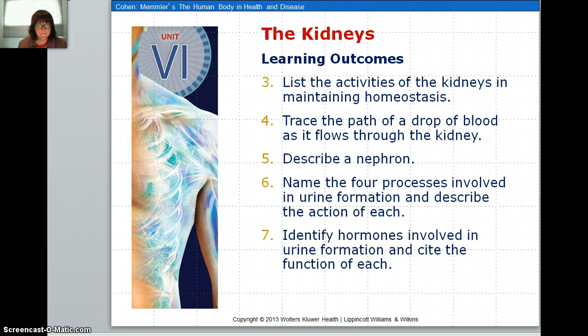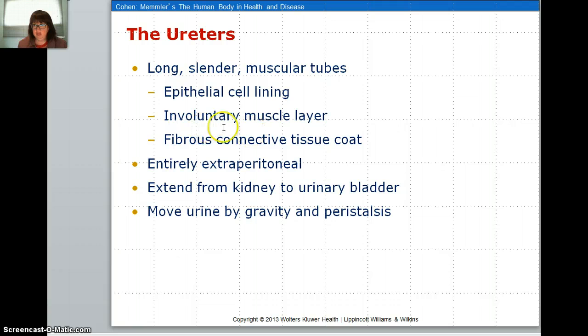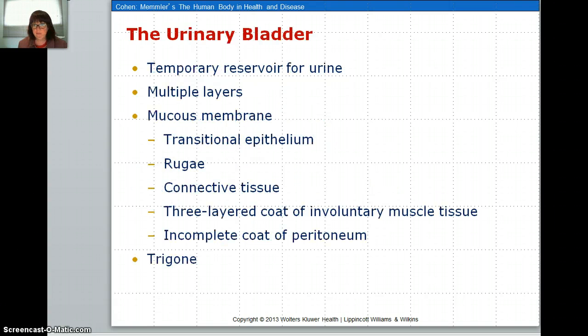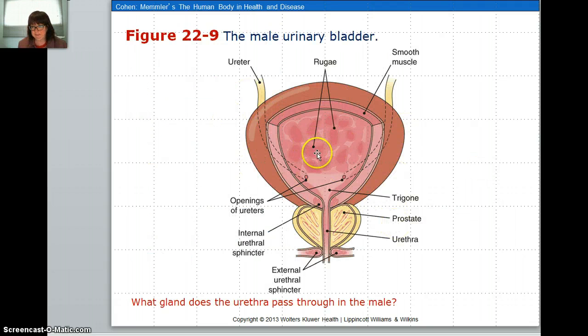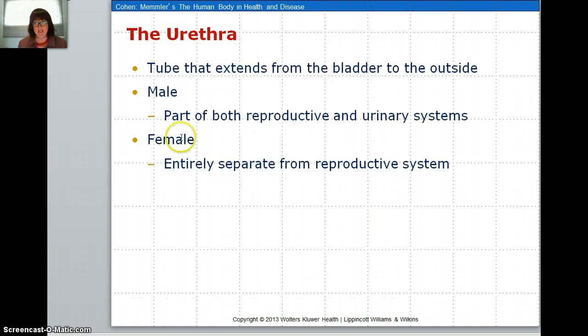Okay. The ureters have an involuntary muscle layer, extend from the kidneys, and move urine by gravity and peristalsis. If you remember, peristalsis is that muscular movement. Once it gets to the bladder, it is pretty much a reservoir. You don't need to know the details in here, other than it is a muscular sac. It has rugae similar to the stomach. Rugae are just folds. It allows your bladder to distend. They say after the bladder has about a cup, or 250 milliliters, you will have the urge to pee. And then the urine will go to the urethra, which is from the bladder to the outside. I've already talked about the difference between boys and girls there.